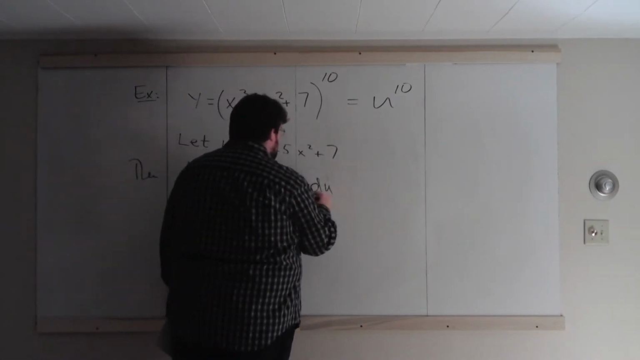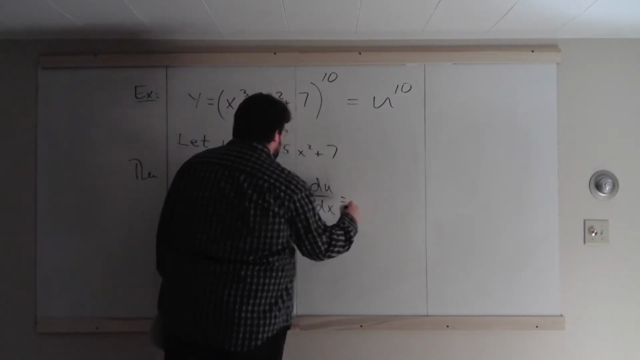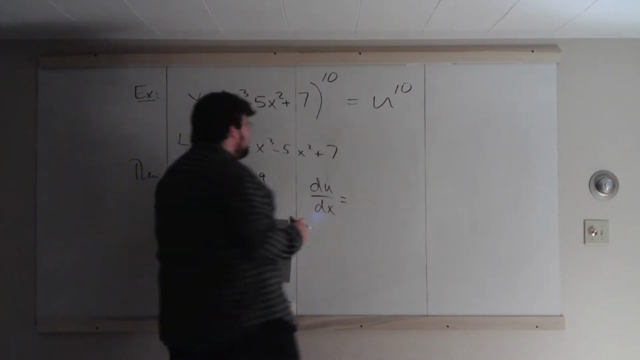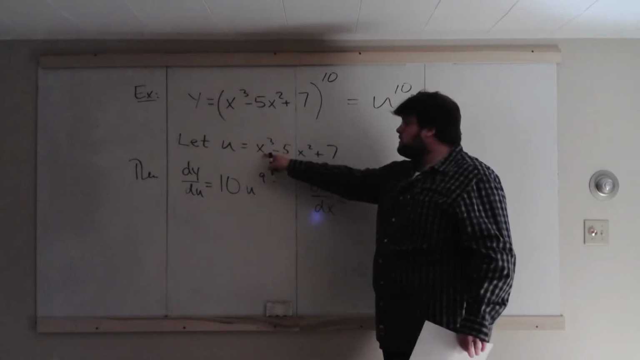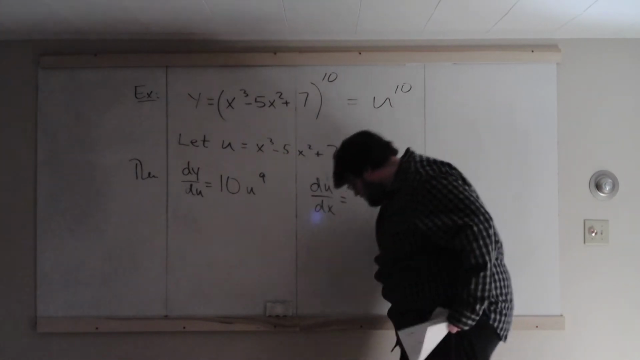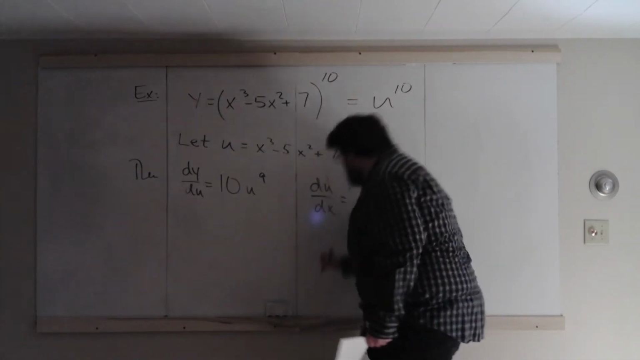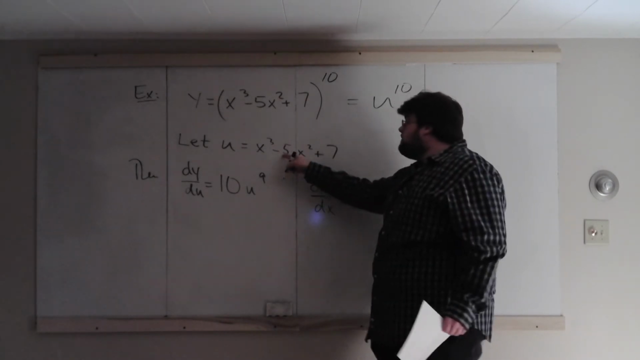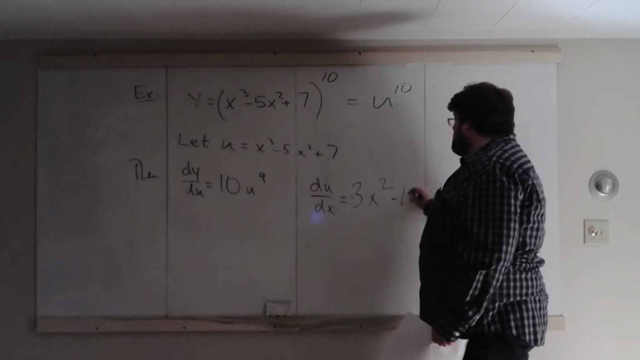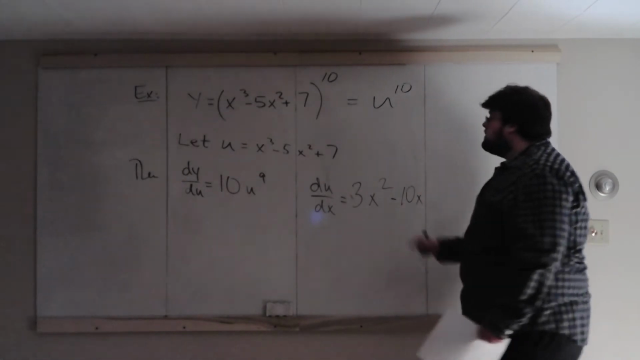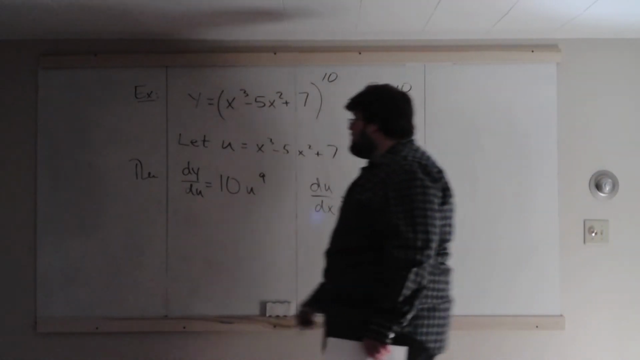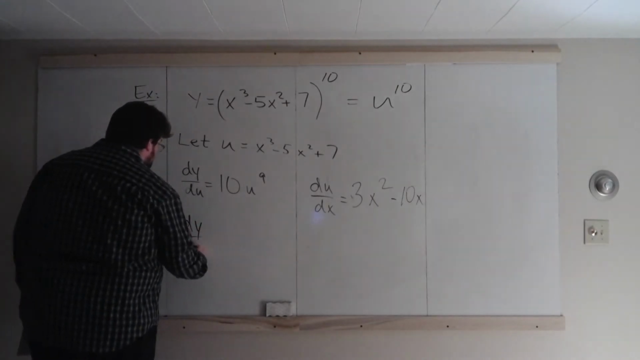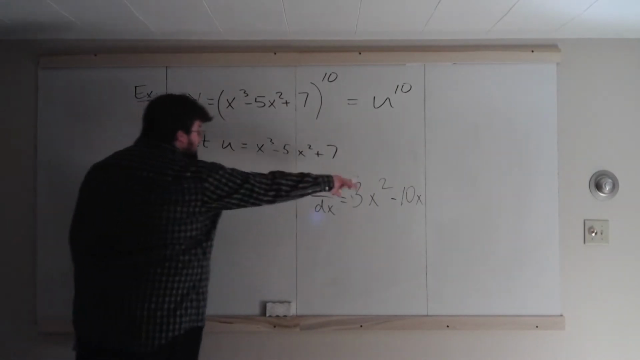We also need du dx. Well, the derivative here with respect to x, that's just a polynomial. We'll use a couple power rules. 3x squared, negative 5 times 2x, also known as negative 10x, plus 0. And then dy dx is just these things multiplied.